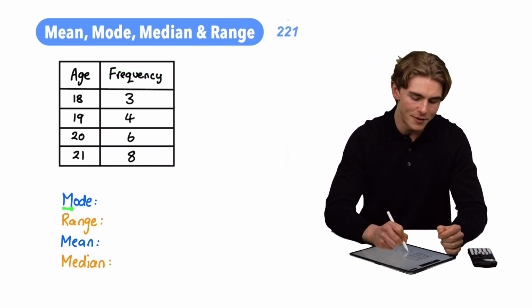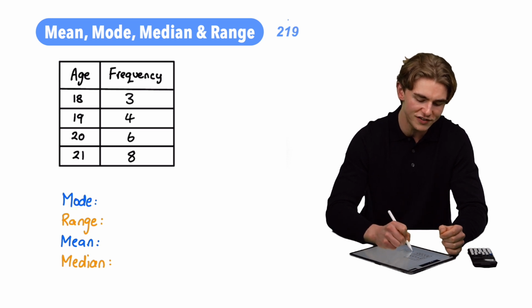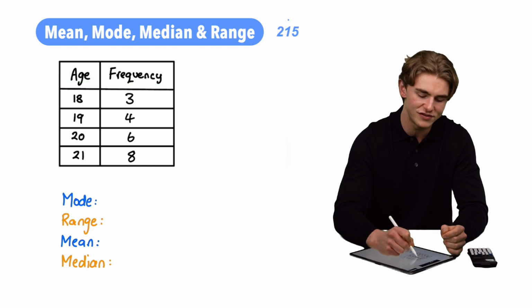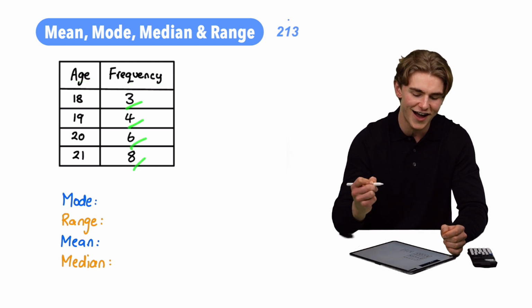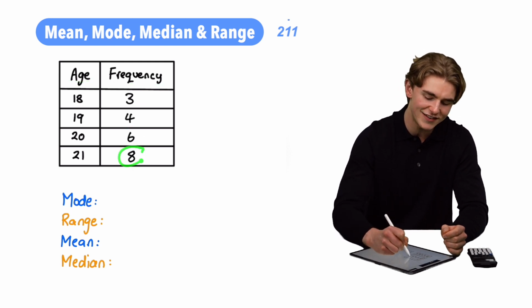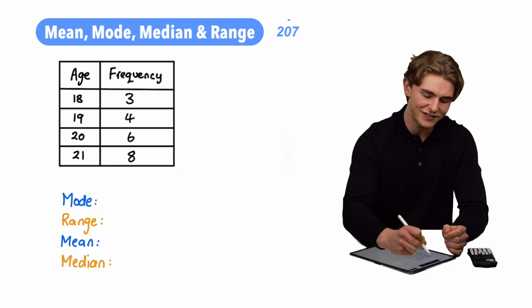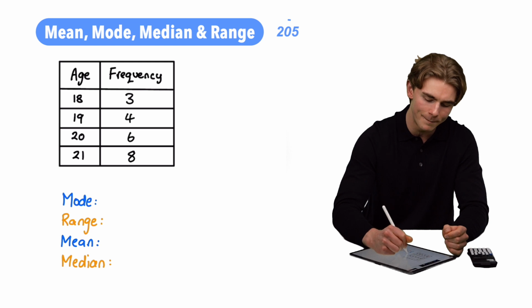First of all, finding the mode. The mode, guys, that one's going to be our most occurring age. It's going to be the age with the highest frequency. We can see here that our frequencies are 3, 4, 6, and 8. The highest frequency, therefore, is going to be 8, and that's associated with an age of 21. So our mode, guys, that's going to be 21. Let's write that in: the mode, 21.